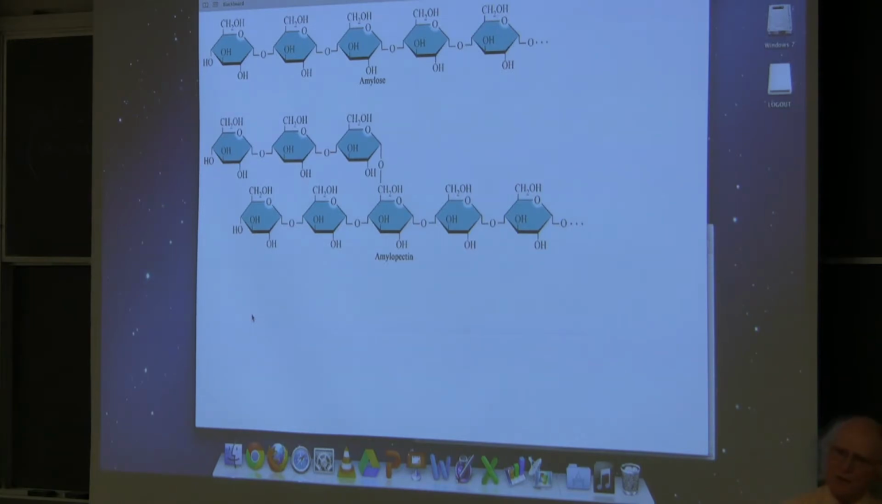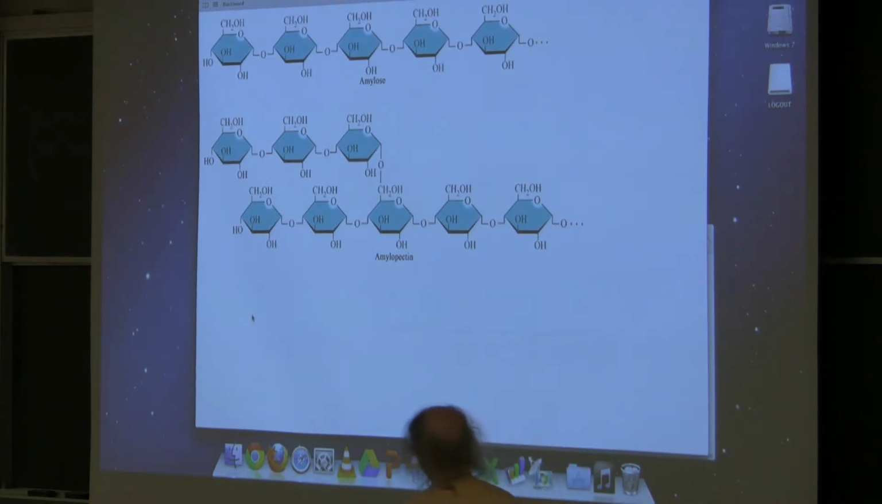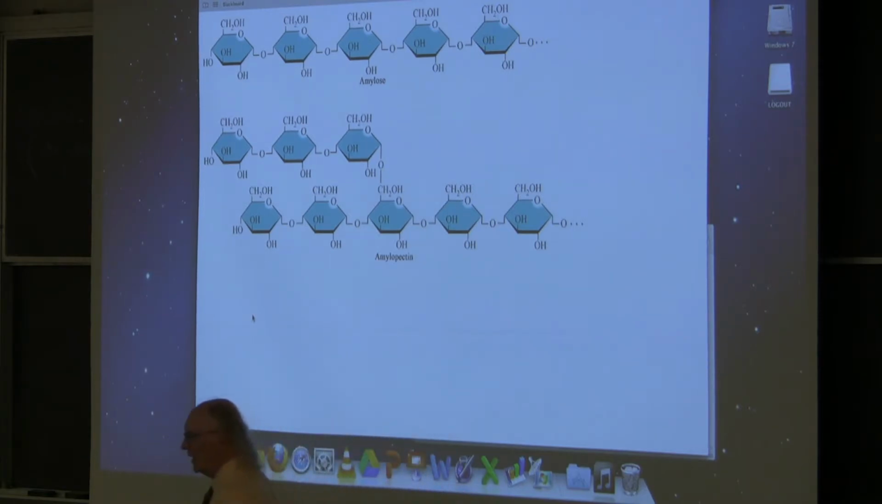Now, I give you that number because we have a very similar compound in our body known as glycogen. But instead of having branches every 50 to 100, we have branches about every 10 to 30. There's a reason why, and I'll tell you that later. But suffice it to say that our glycogen is very much like a plant's amylopectin. It just has a lot more branches.